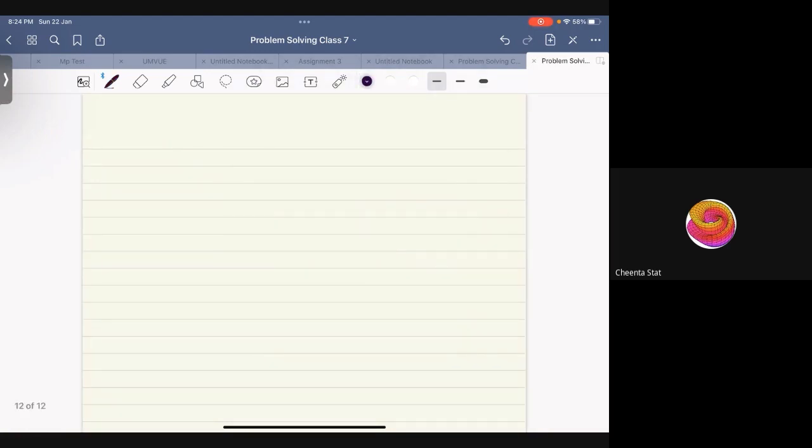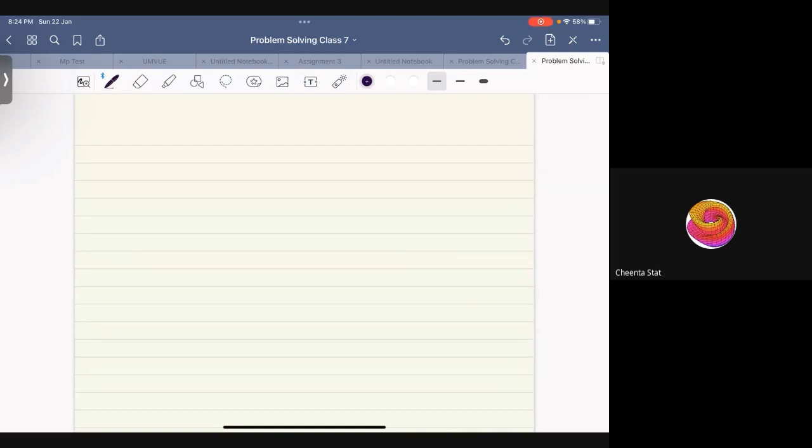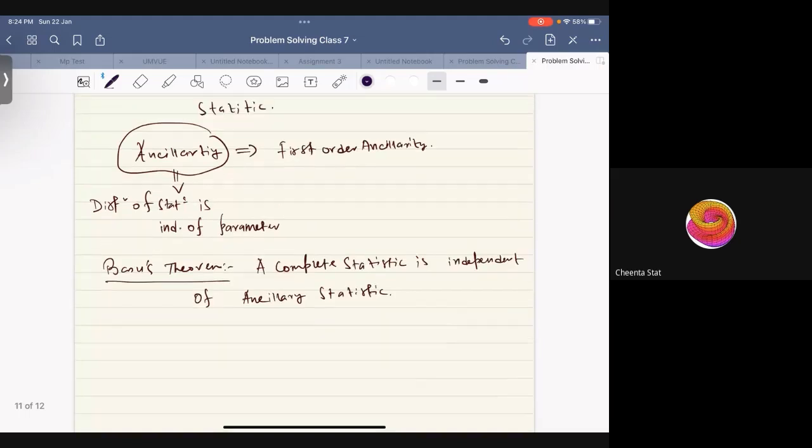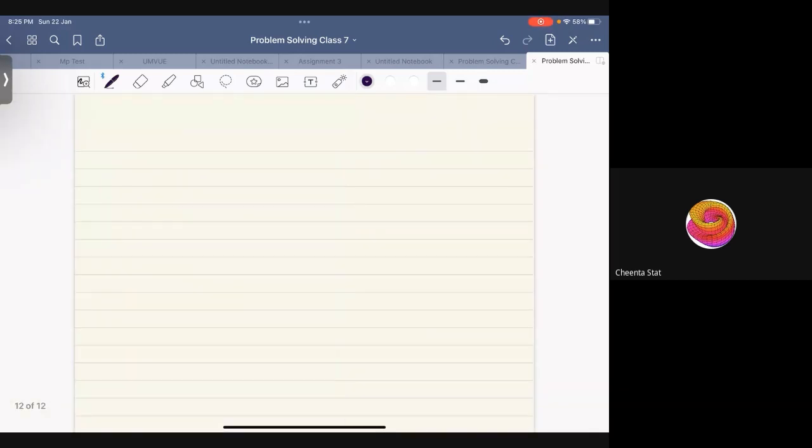The thing is that the ancillary statistic doesn't contain any information about theta. I'm writing this here: the statistic is independent of the parameter. So an ancillary statistic doesn't contain any information about the parameter theta, right? Like Xi follows iid uniform theta to theta plus 1. So what will be the minimal sufficient statistic? Can anyone give me a quick answer?